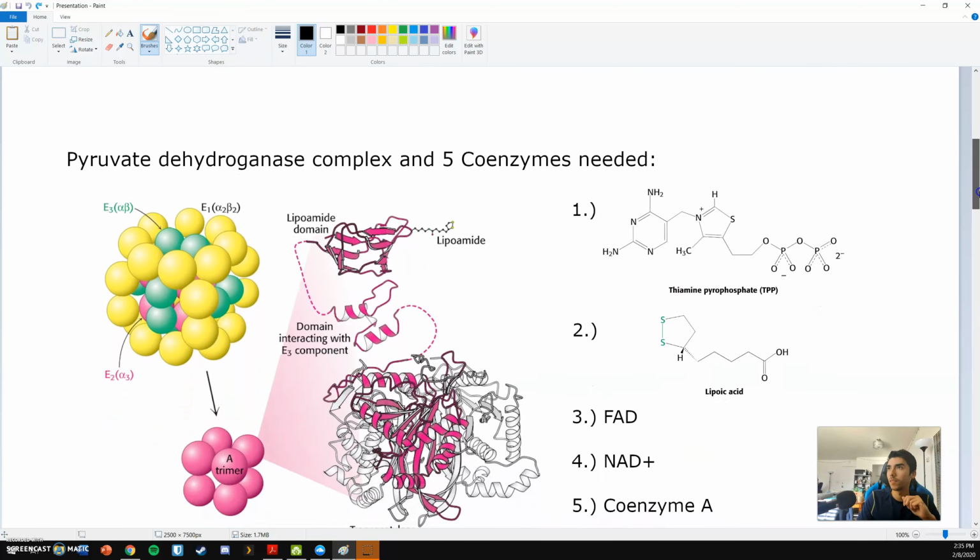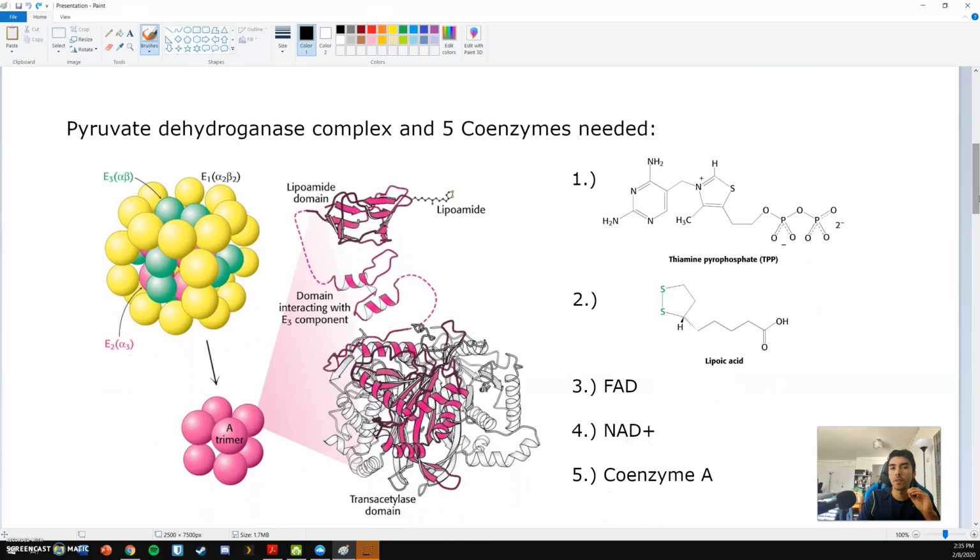So, there are a few important enzymes in order for this overall reaction to occur. One of them being the pyruvate dehydrogenase complex. As illustrated here, there are three subunits in this complex, E1, E2, and E3. And we also need a few other coenzymes in order for this to occur. This would be TPP, lipoic acid, FAD, NAD+, and coenzyme A.